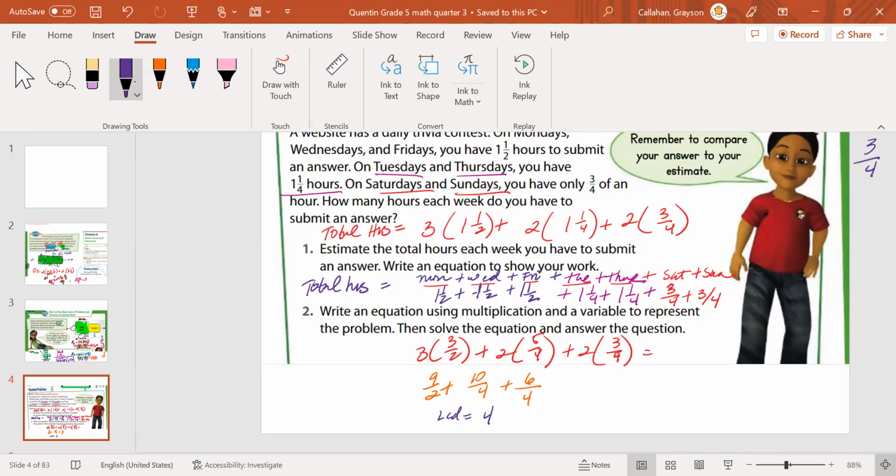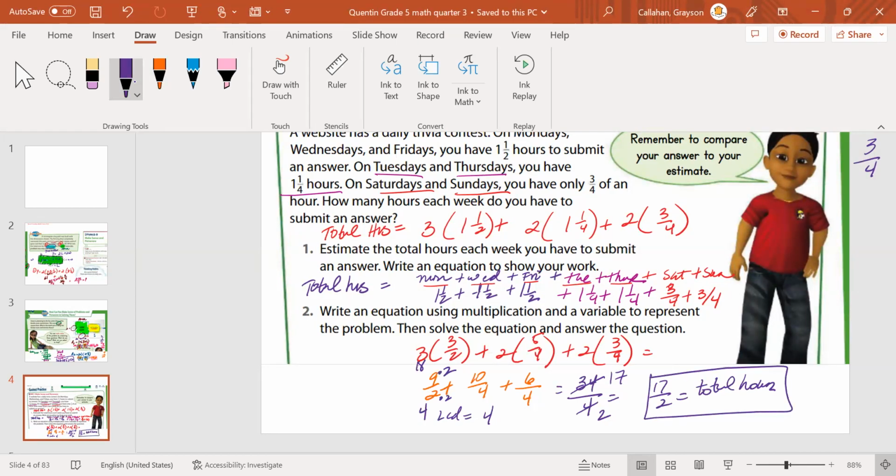So everything in the second part and third part stays the same. So then this becomes 18/4, right? Let's add everything. 18 plus 10 is 28. 28 plus 6 is 34/4. I can reduce this, both of these can be divided by 2, right? So that'll give me 17 over 2 is your total hours.